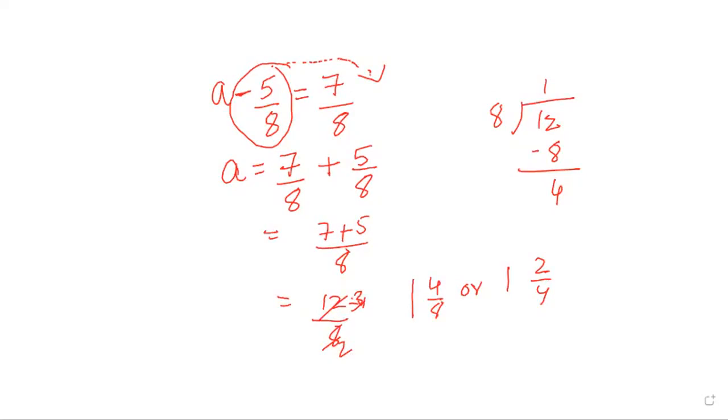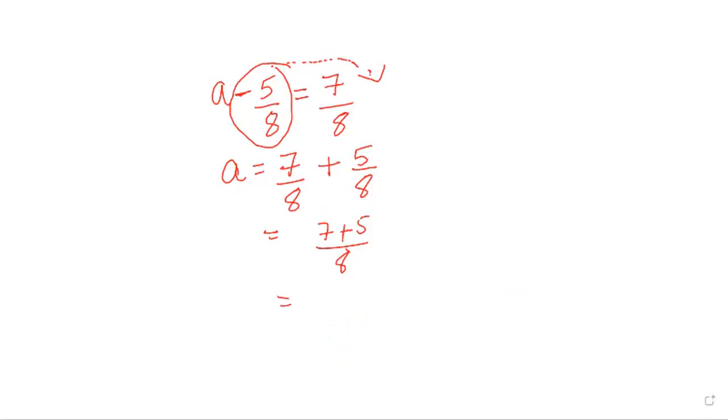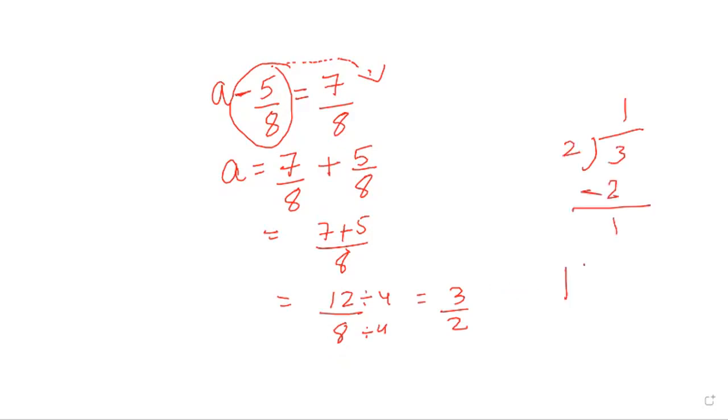If you don't want to do it this way, here it is 12/8, right? I got 12/8. Both of them come in the table of 4. So I get 3/2. If I do 3 divided by 2, 1.5. So my answer is 3/2 or 1.5.